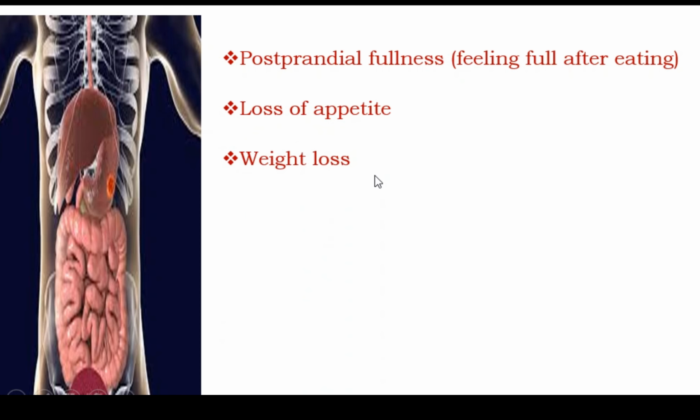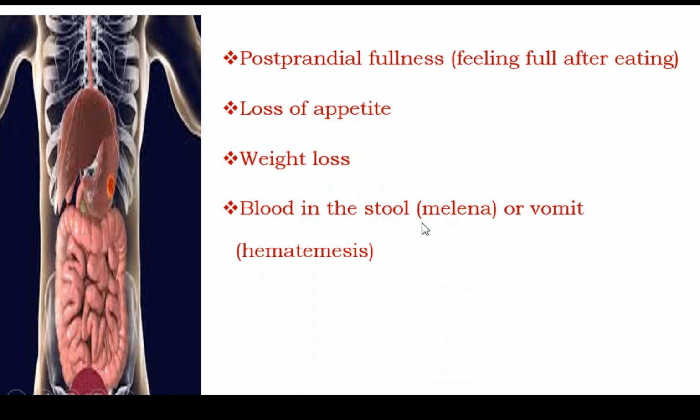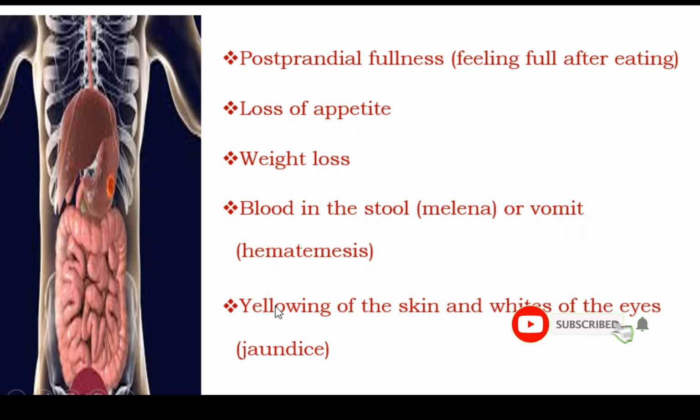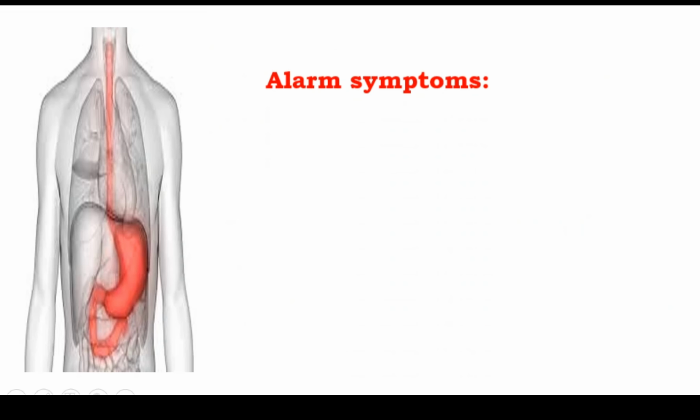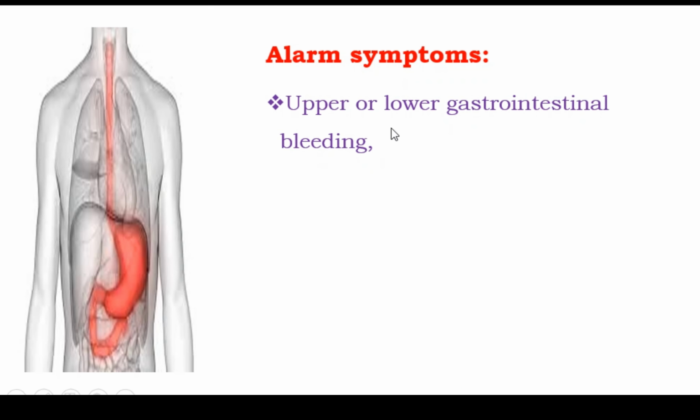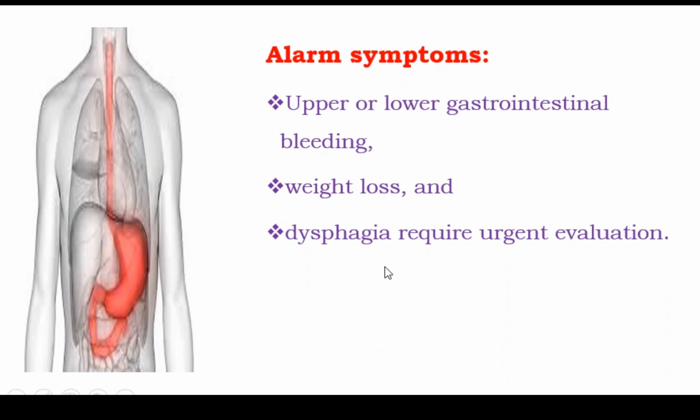5. Loss of appetite. 6. Weight loss. 7. Blood in the stool, melena, or vomit, hematemesis. 8. Yellowing of the skin and whites of the eyes, jaundice. 9. Enlarged lymph nodes. Alarm symptoms of gastric CA. Upper or lower gastrointestinal bleeding, weight loss, and dysphagia require urgent evaluation.